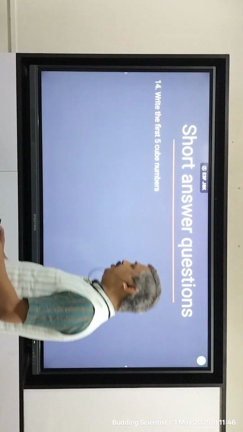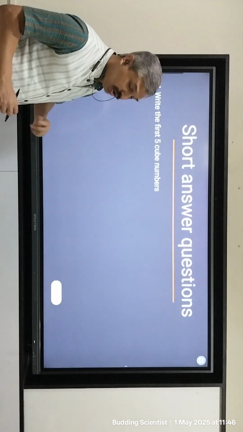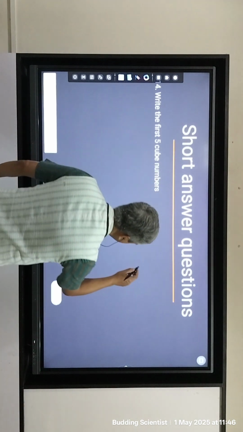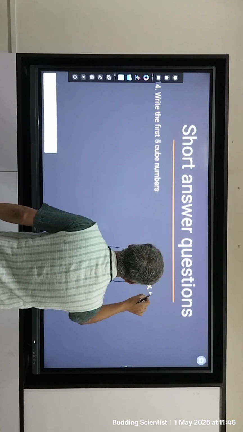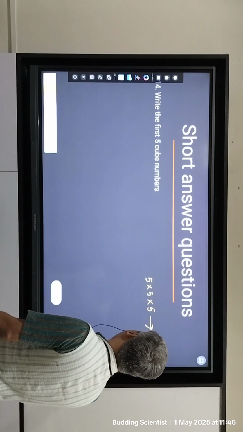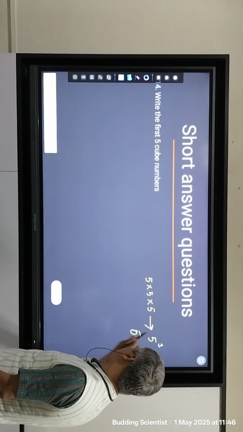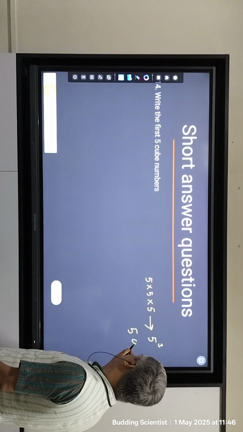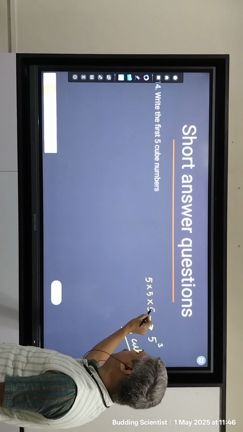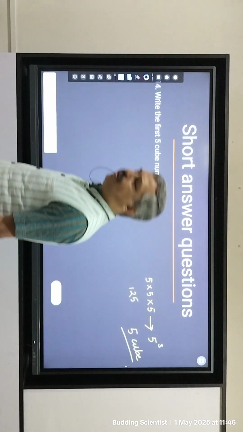Write the first 5 cube numbers. Square is multiplication of the same number twice. Cube is multiplication of the same number 3 times. Suppose I am writing 5 into 5 into 5. This is called 5 raised to 3 or 5 to the power of 3, and it means 5 cube. So the cube number is 5 raised to 3, which is 5 into 5 into 5, equal to 125. So we are writing the first 5 cube numbers.